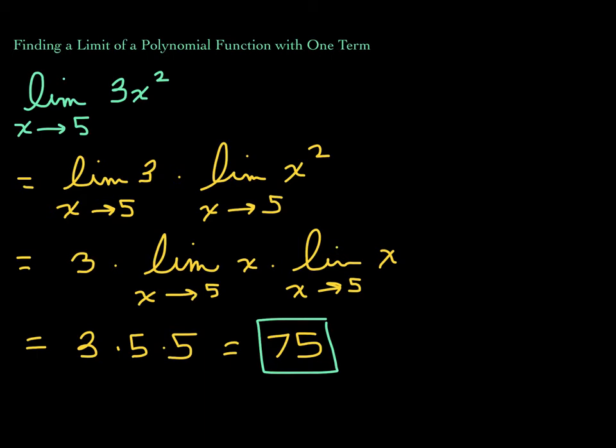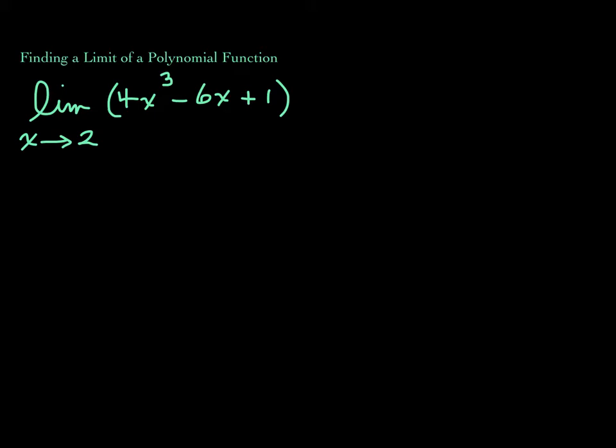All right, let's look at another one. This time, let's look at finding a limit of a polynomial function that has more than one term. All right, finding a limit of a polynomial function. This polynomial function happens to be a cubic trinomial. Cubic because it's degree 3, trinomial because there's 3 terms.